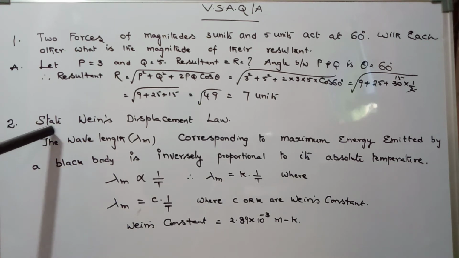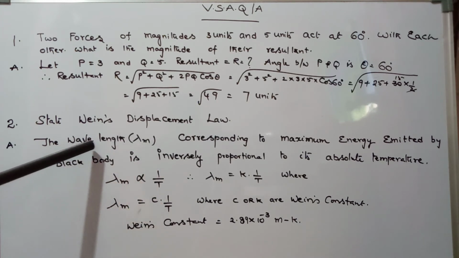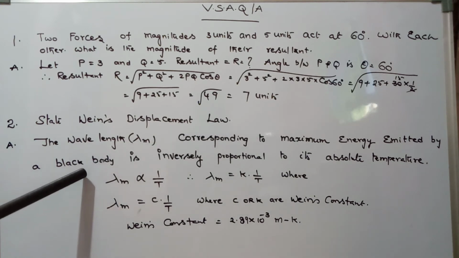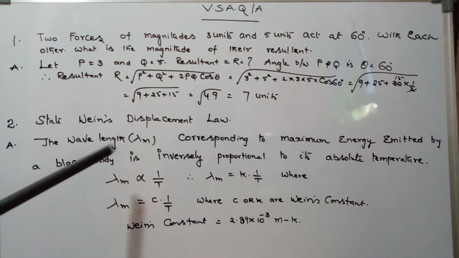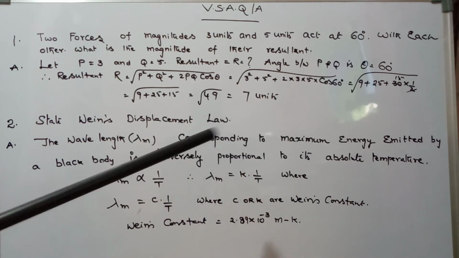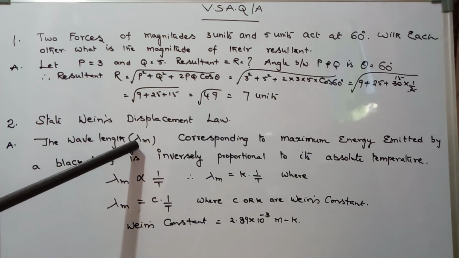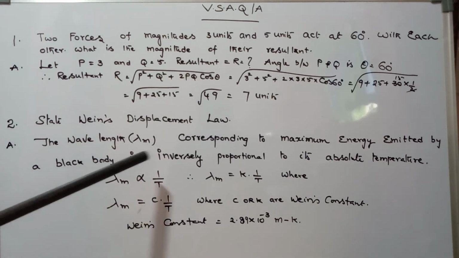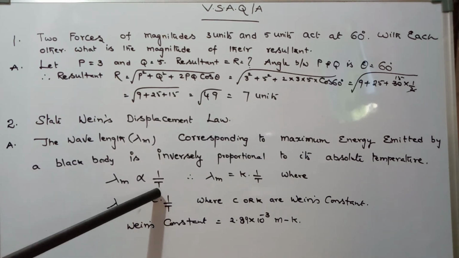Coming to Wien's displacement law: the wavelength lambda maximum, where m stands for maximum, corresponding to maximum energy emitted by a black body, is inversely proportional to its absolute temperature. I repeat: lambda maximum corresponding to maximum energy emitted by a black body is inversely proportional to its absolute temperature.